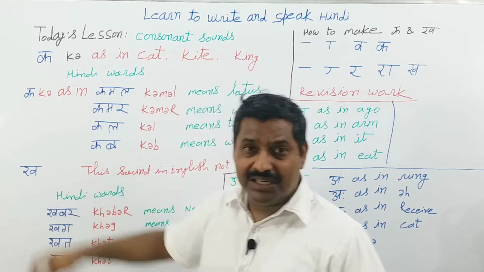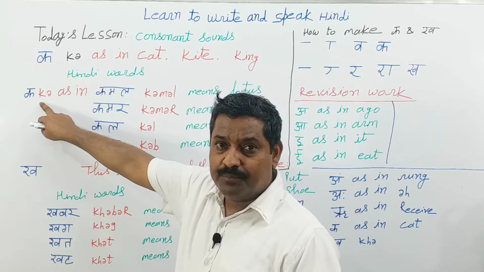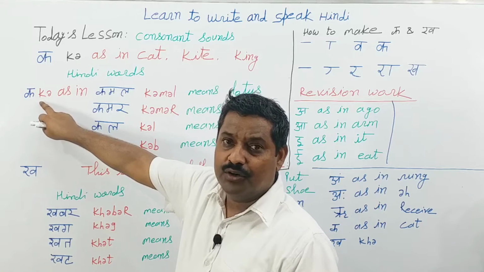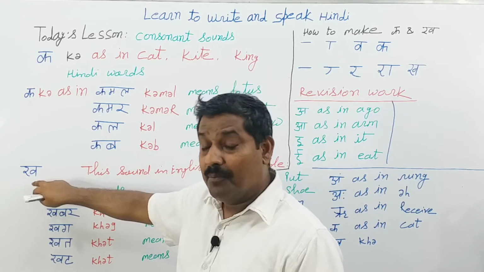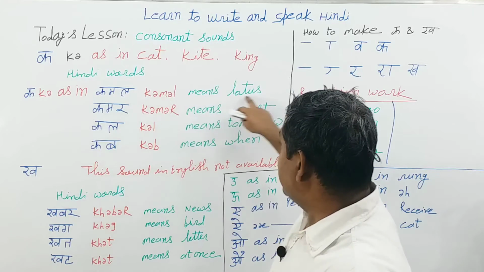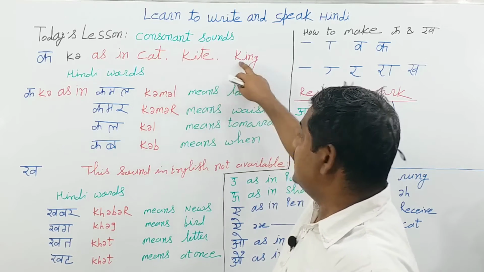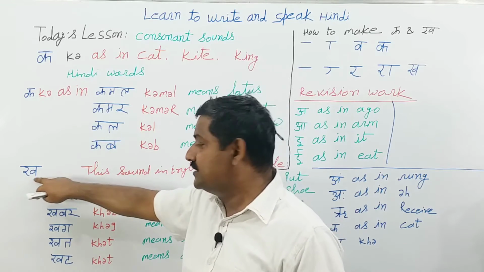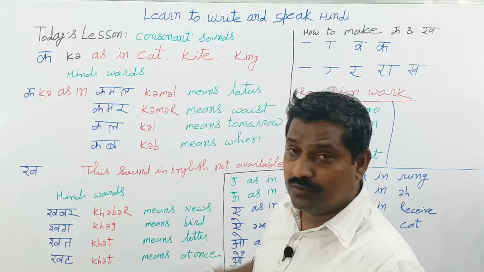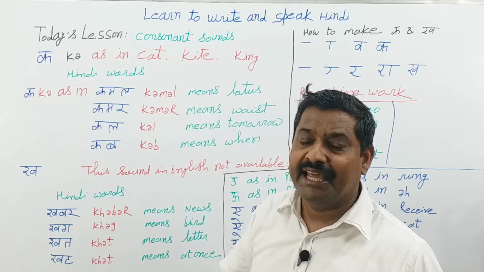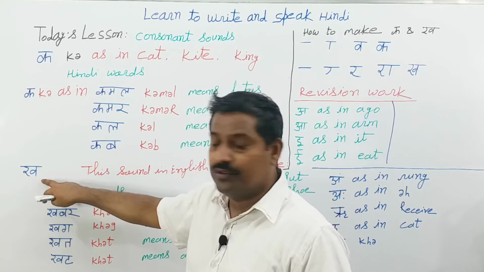This sound is not available in English, but it is very similar to what English people produce. Whenever English people speak this sound in their native language, it seems to us Indians that they are producing this sound, but actually they are producing another. When they speak cat, kite, and king, it seems as if they are producing this sound, but they are not.